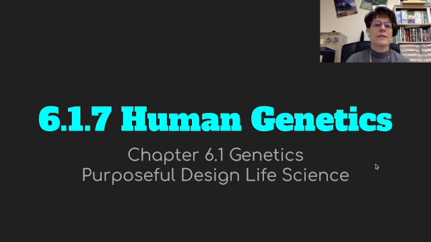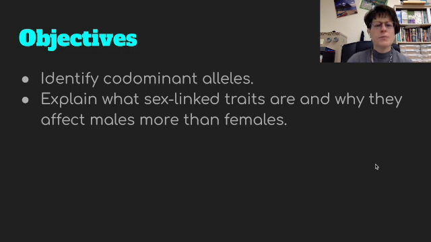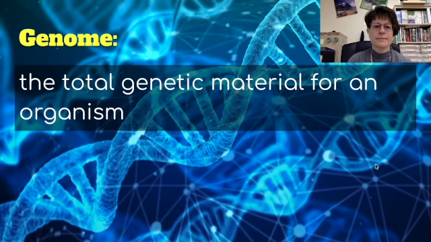And what we're going to look at today is Section 617 on human genetics. So, our objectives today will be to identify some codominant alleles and explain what sex-linked traits are and why they affect males more than females.